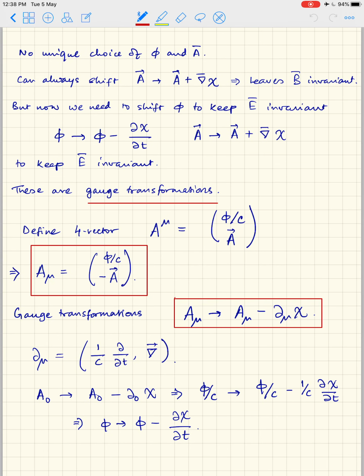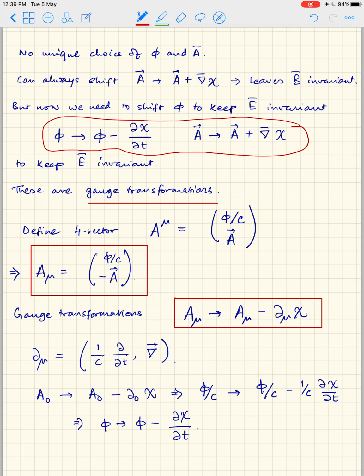We then revisited the fact that there was no unique choice for phi and A. You can always shift A by the gradient of a scalar function chi, and this leaves B invariant. But since A and phi are mixed up in the electric field, in order to keep E invariant, we also have to do a compensating transformation on phi. And this was given by this equation here.